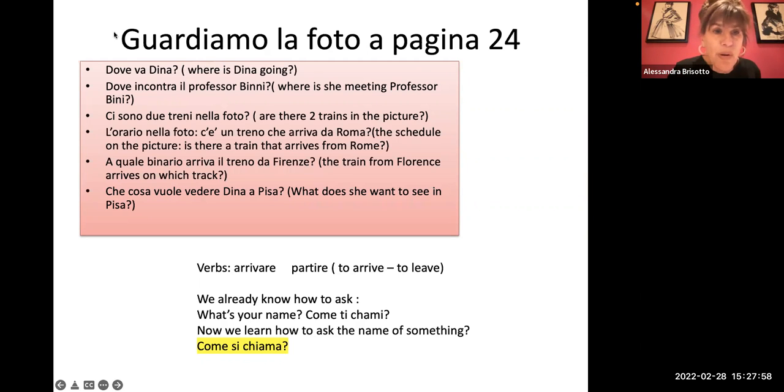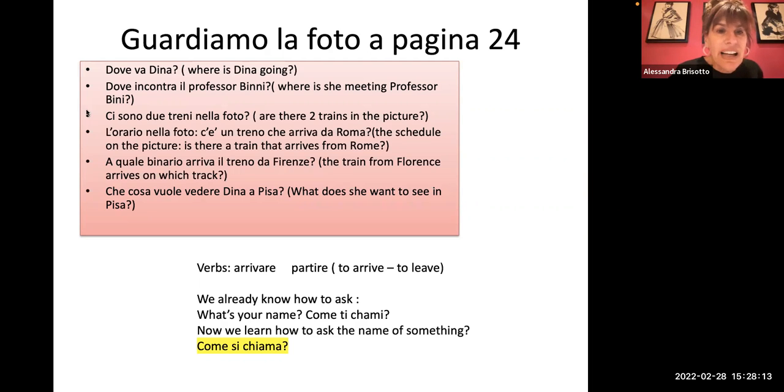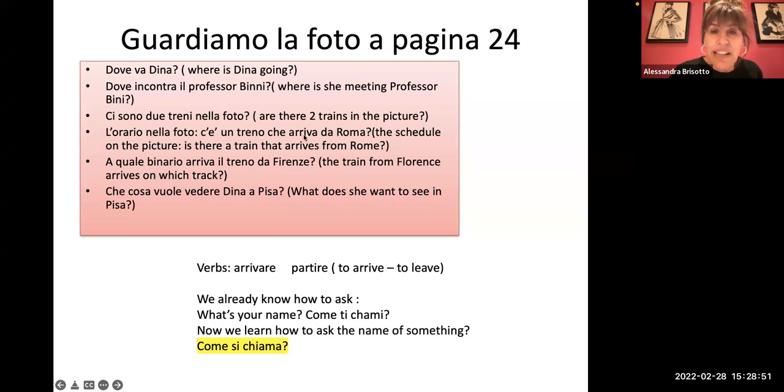So look at my PowerPoint here. There is the translation. Dove va Dina? A Pisa. Dove incontra il professor Bini? Just say something. You can say in English if you don't know in Italian. Train station. Sì, alla stazione dei treni. Ci sono 2 treni nella foto? Are there 2 trains in the picture? Sì, ci sono 2 treni nella foto. C'è un treno che arriva da Roma.